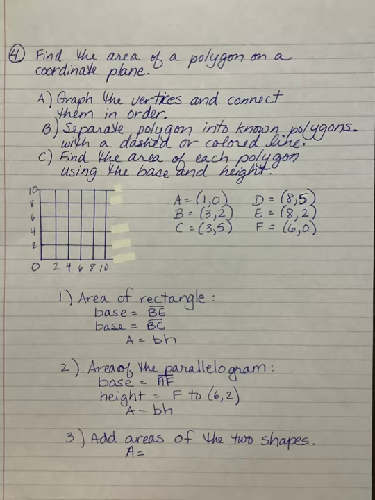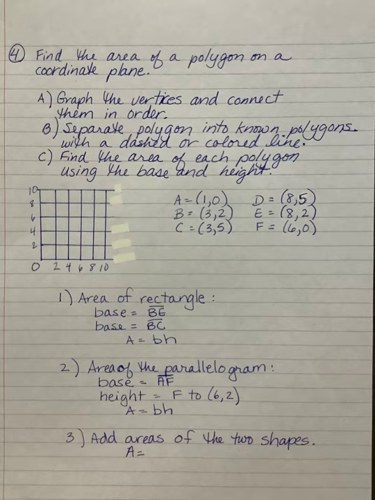Okay, so for box number 4, we're going to find the area of a polygon on a coordinate plane. So now instead of perimeter, we're looking for the area. So I wrote down the 3 steps, and then we're going to do those 3 steps. So the first step is to graph the vertices and connect them in order. And remember, the vertices are like the corners of the shapes where the lines meet, and we're going to connect them in order. Then we're going to separate the polygon into known polygons. So it could look like a different shape. We're going to look for shapes that we know, like squares and rectangles and triangles and things like that. Things that we have formulas for solving.